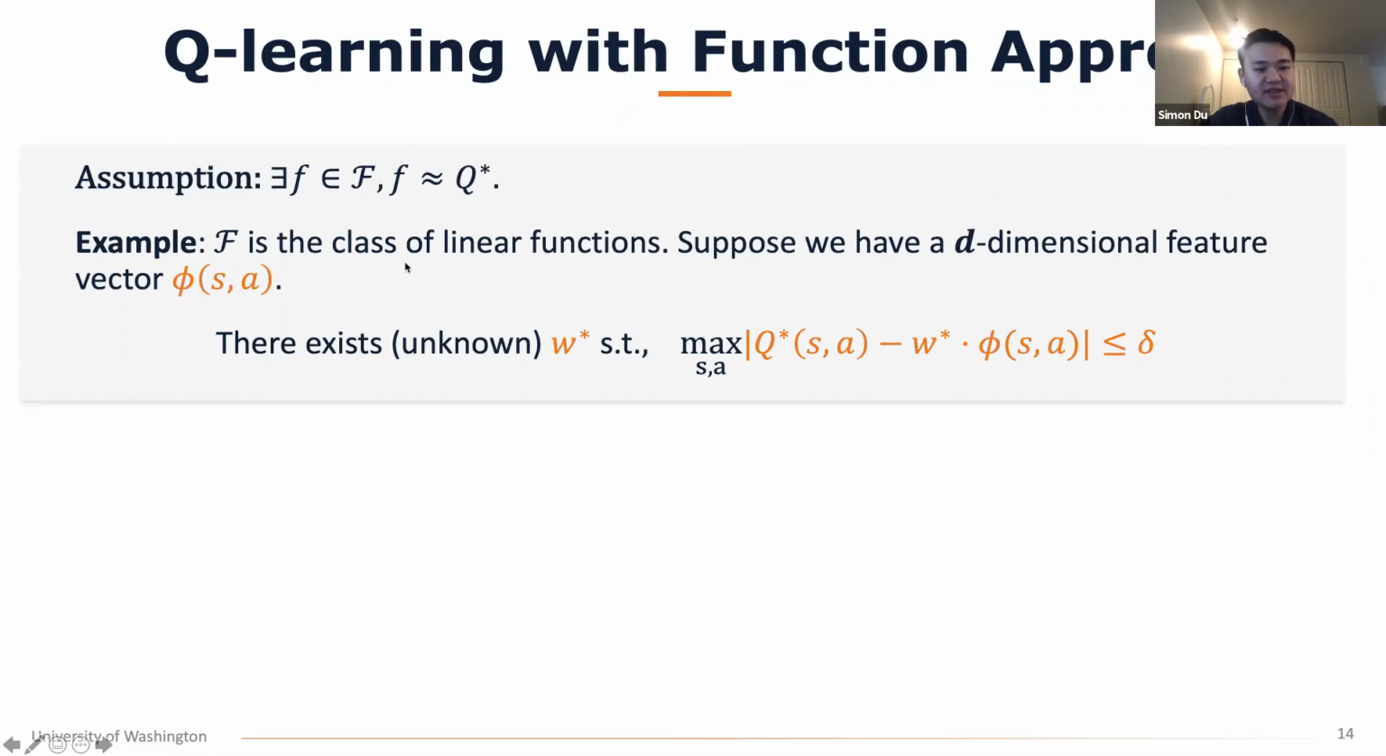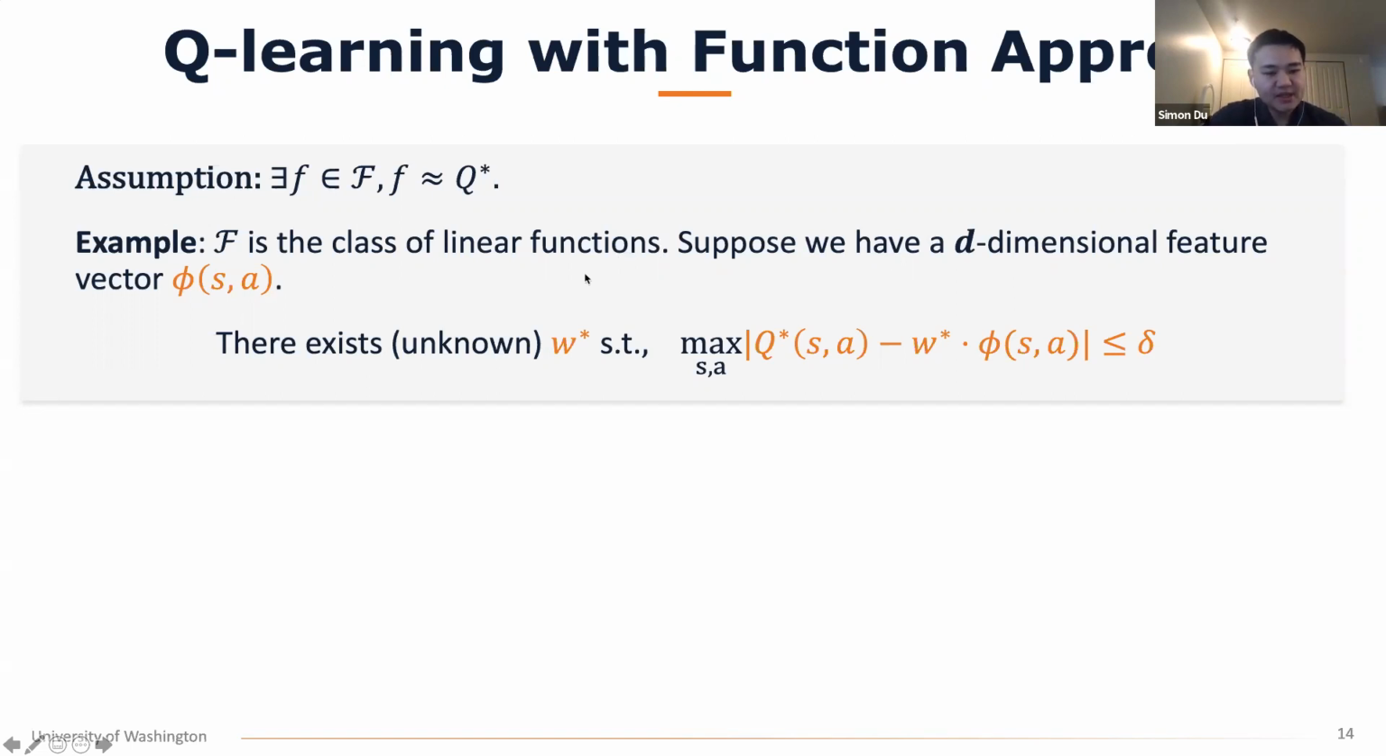So let me give you a very specific example. Let's consider the linear function class. In this setting, we have a d-dimensional feature vector, say phi(s, a). This is given to you. This feature vector maps a given state and action to a d-dimensional feature space.